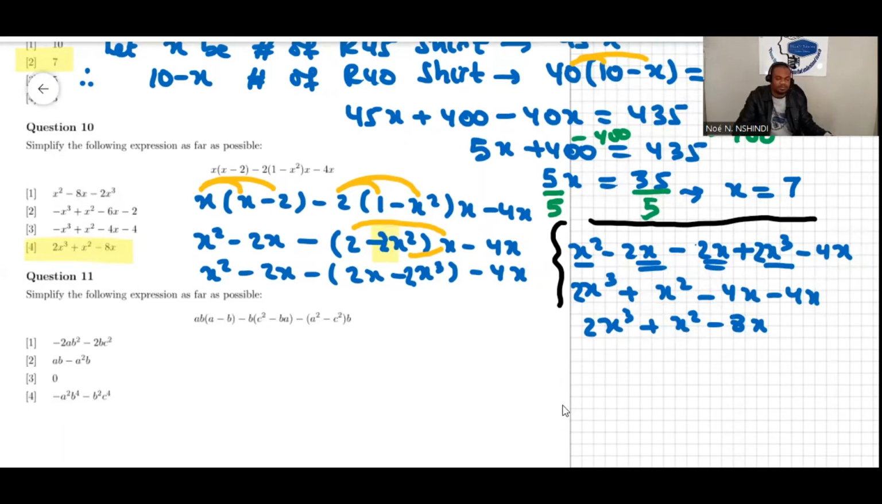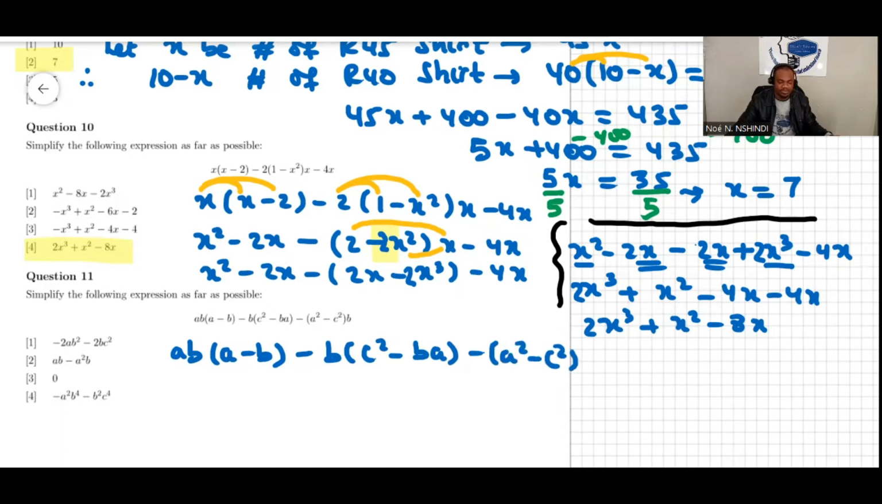Now, the last question here says simplify the following expression as far as possible. So we have AB open bracket A minus B, open bracket C squared minus BA, minus open bracket A squared minus C squared close bracket times B. Now we're going to simplify this over here. I'm going to write AB open bracket A minus B, minus B open bracket C squared minus BA, minus A squared minus C squared close bracket B.